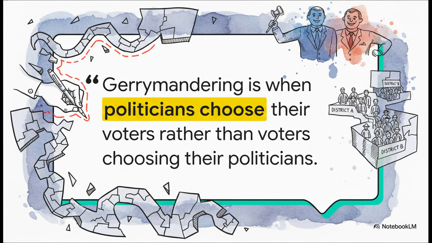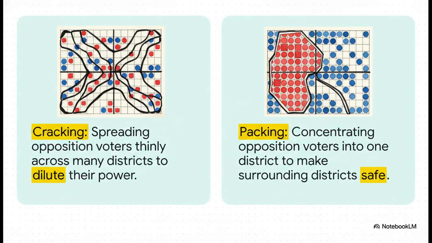Now, let's shift gears and look at boundaries inside a state. This quote just says it all. Gerrymandering is when politicians choose their voters rather than voters choosing their politicians. It's this incredibly controversial practice where politicians will draw bizarre-looking voting district maps for one reason and one reason only: to make it easier for their own party to win elections. And there are two main ways they do it: cracking and packing.